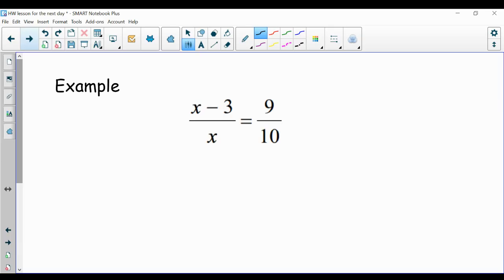Okay, so remember cross multiply. But here, before cross multiply, very important.